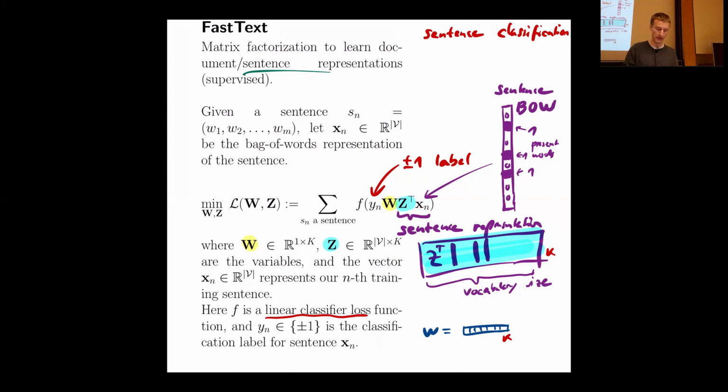You just have a data point here, which is the whole sentence, times a linear classifier. So W is a vector multiplied with this nice matrix here. Okay, so now we have a sentence supervised classifier.